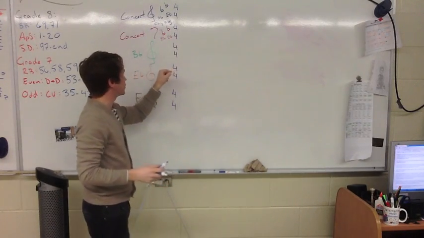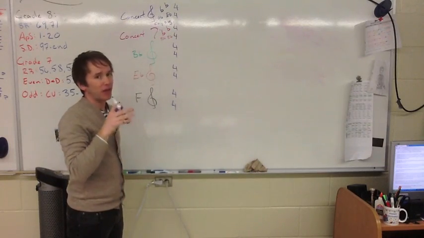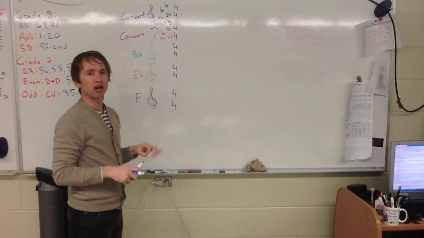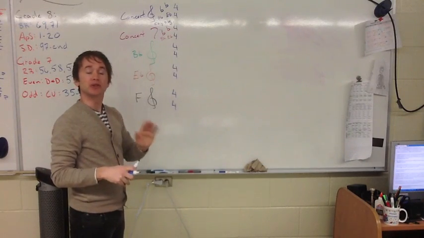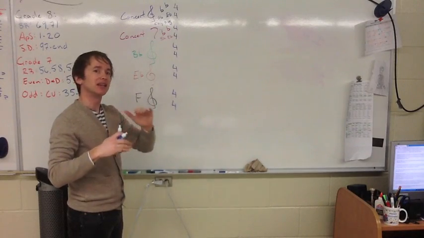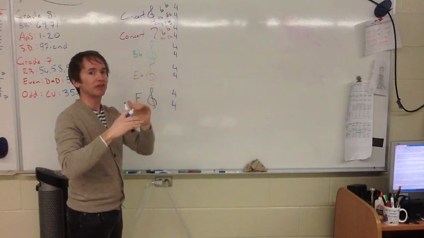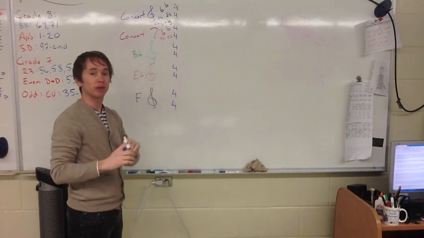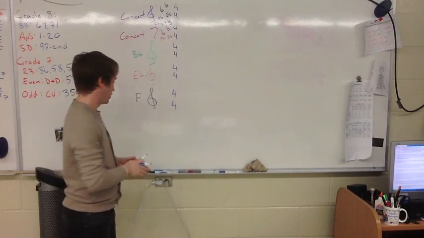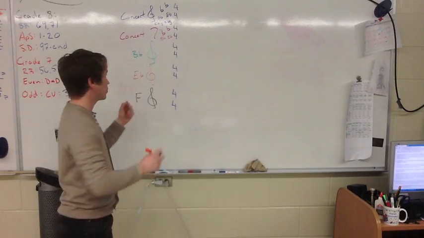Now for B flat instruments, in between your clef and your time signature, you don't see anything, and that's your key signature. Nothing is sharp and nothing is flat. That means when we start on C, we play C, D, E, F, G, A, B, C, B, A, G, F, E, D, C. Nothing is sharp, nothing is flat. Every note is natural.